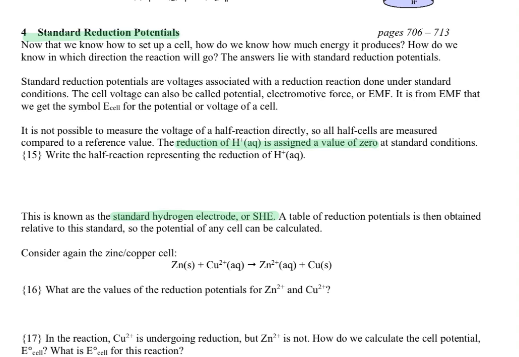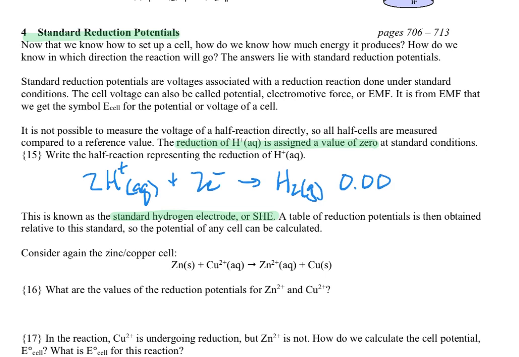Now, what do I mean specifically when I'm talking about the hydrogen reduction? So here in question 15, the reaction we're talking about would be a couple of hydrogen ions in the aqueous phase being reduced by a couple of electrons to form hydrogen gas. And so this is going to be given a voltage of 0.00 volts.